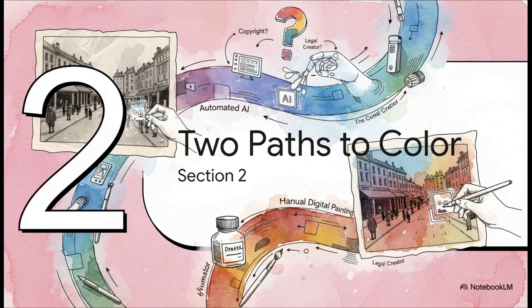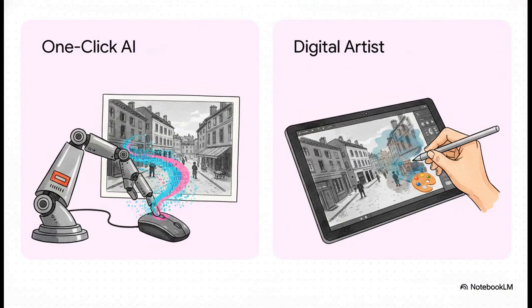And now for the main event, two paths to color. Once your image is all prepped and sharp, there are basically two main approaches you can take to add that color, each with its own benefits and, well, creative implications. On one side, you've got the one-click AI method. It's fast, it's automated, and it's incredibly accessible to just about anyone. On the other side, you have the digital artist method. This is a much more hands-on, manual process that gives you complete and total creative freedom over the final image.